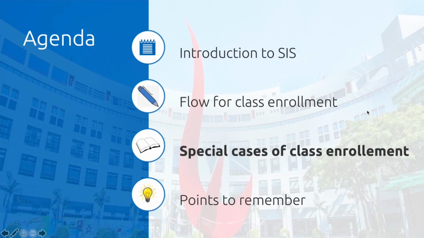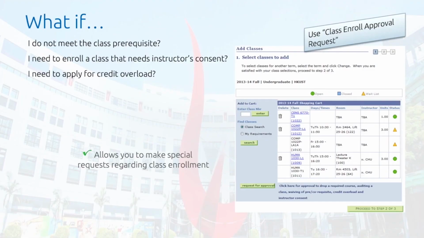Back to the class enrollment stage. I am going to elaborate some special cases that you may face during class enrollment. If you do not meet the class prerequisites requirements, or you do not have the course instructor's consent, that may lead to failure in validating your courses. For these situations, you need to request for approval.